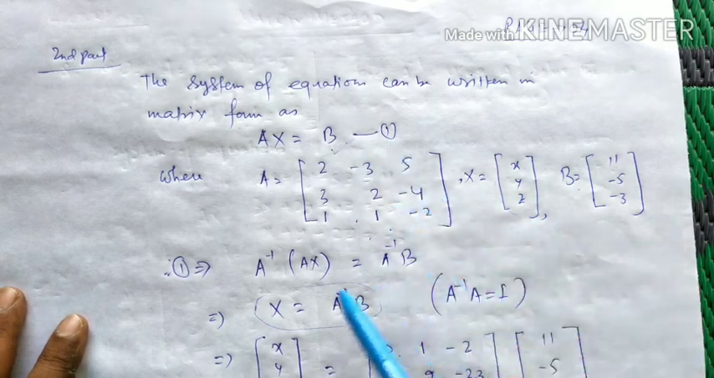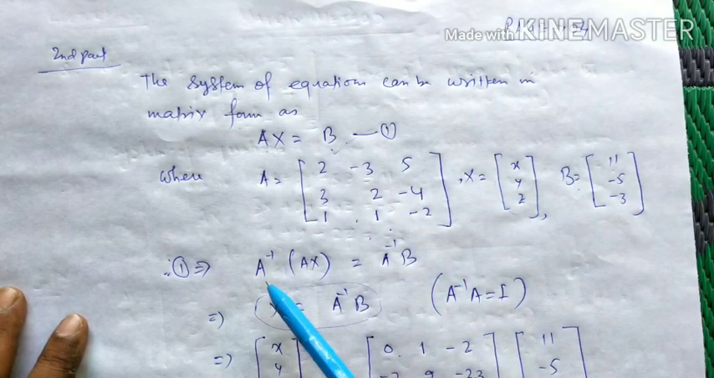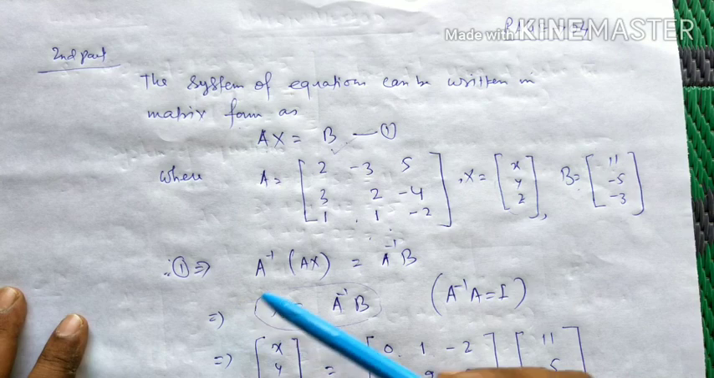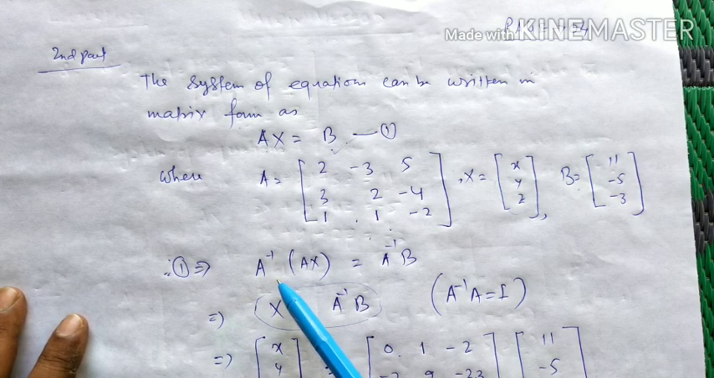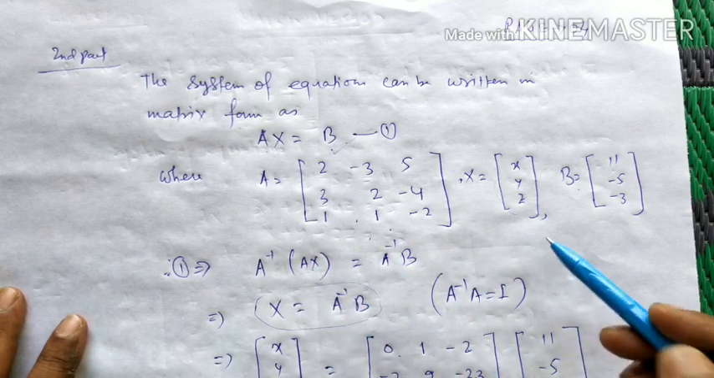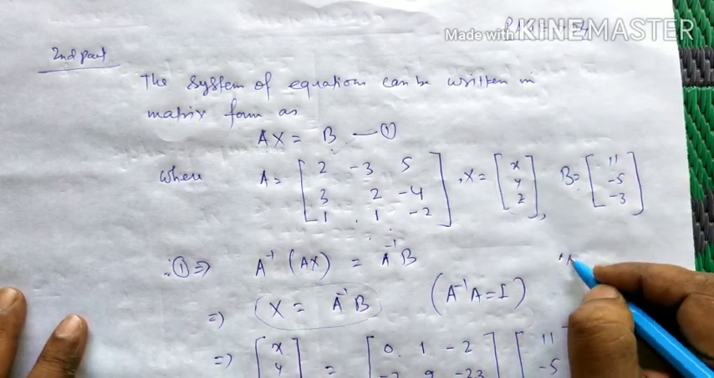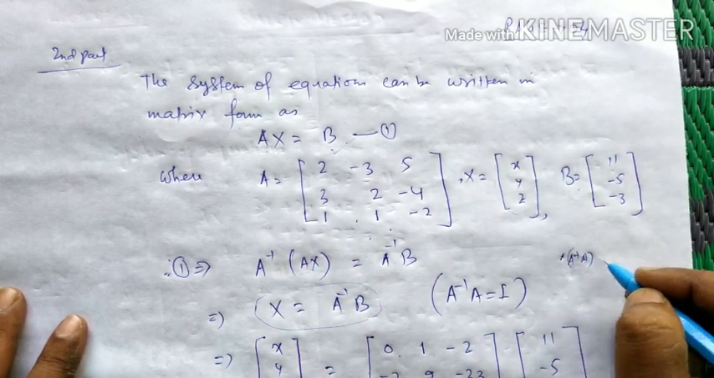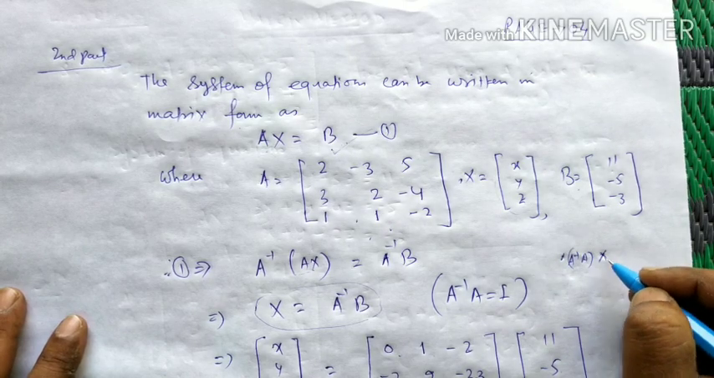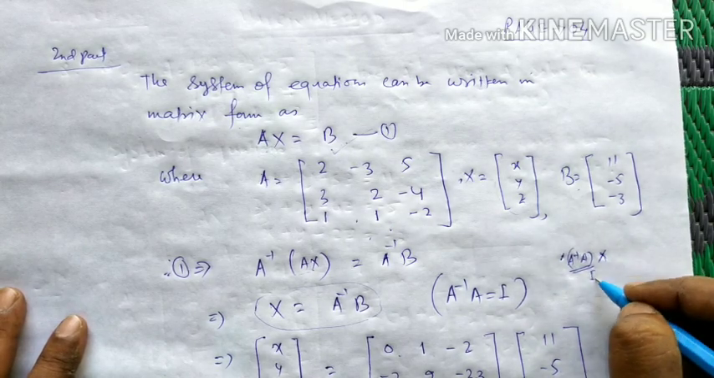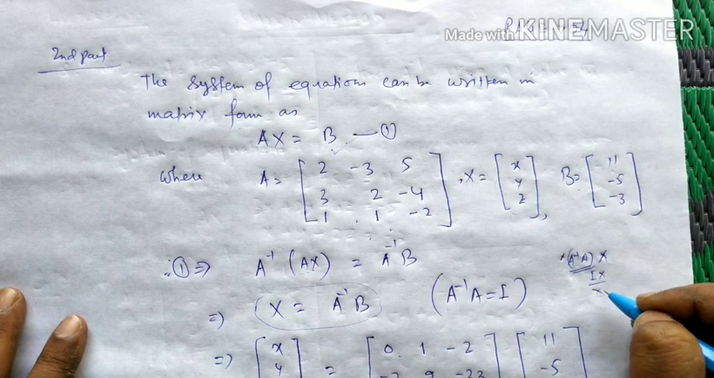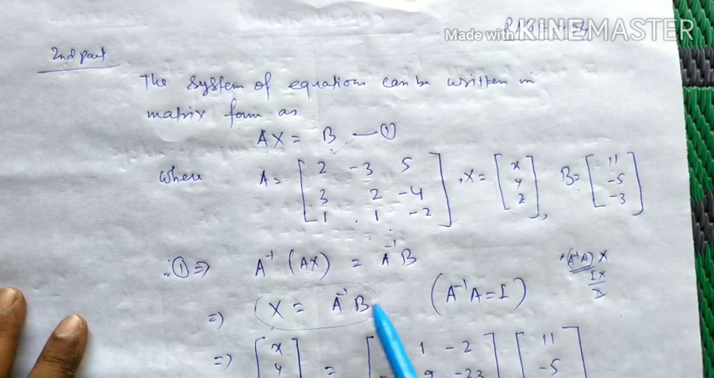Now from this equation, if you pre-multiply both sides by A inverse, why am I multiplying by A inverse? Because A inverse already exists. So multiplying by A inverse, you get, by associative law, it can be written like that, A inverse A into x, which is equal to I x, which is finally x.